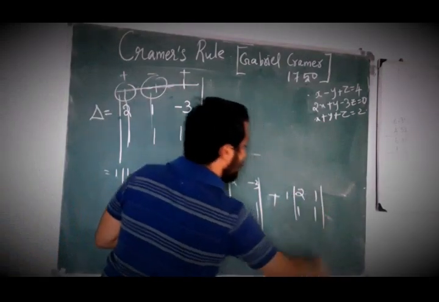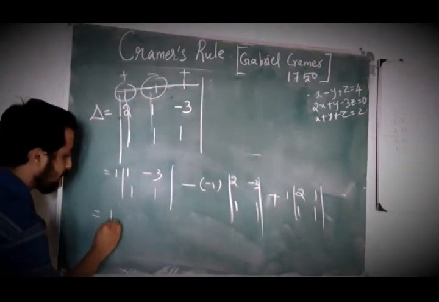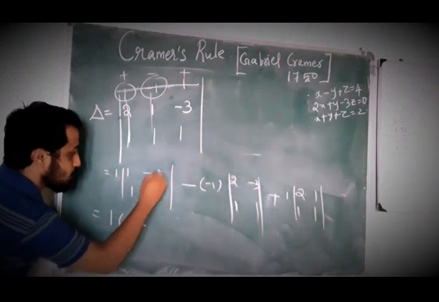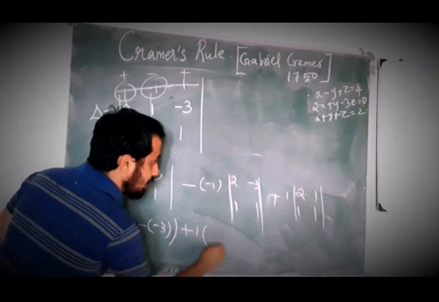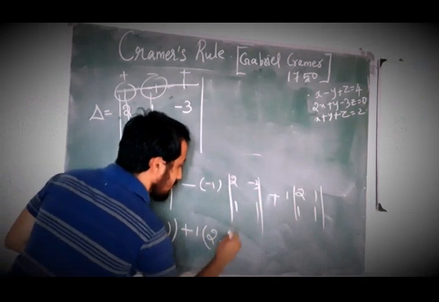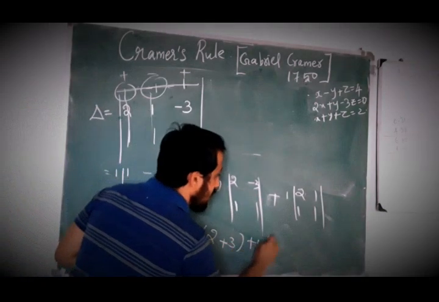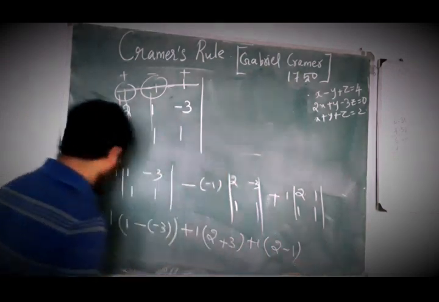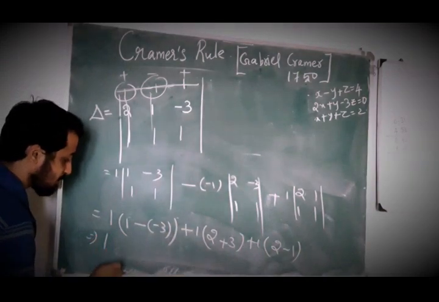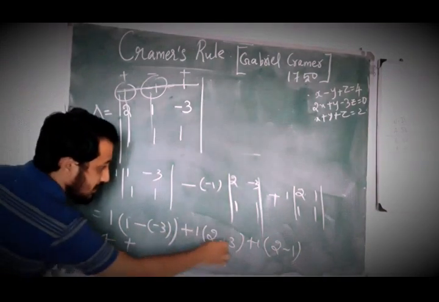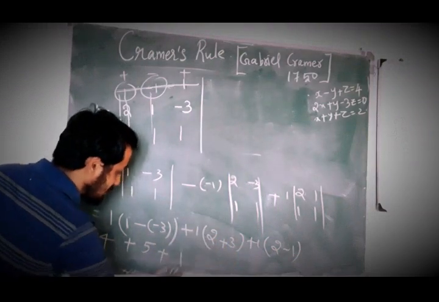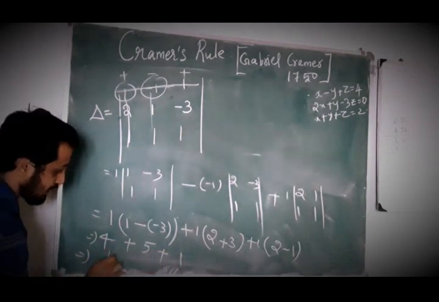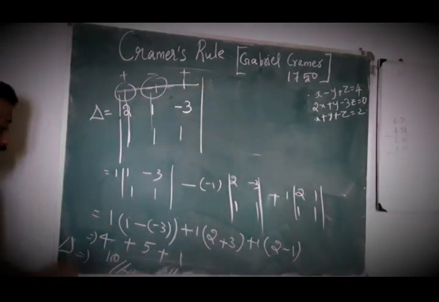So we get 1 into 1 ones are 1 minus 1 into minus 3 minus 3. Yes or no? Plus 1 into 2 ones are 2 minus 3 plus 1 into 1 2s are 2 minus 1. So that is 1. 1 plus 3 is 4. So 4 plus 3 plus 2 is 5, 5 ones are 5, plus 2 minus 1 is 1, 1 ones are 1. 5 plus 4 is 9 plus 1 is 10. So the determinant value is nothing but 10.